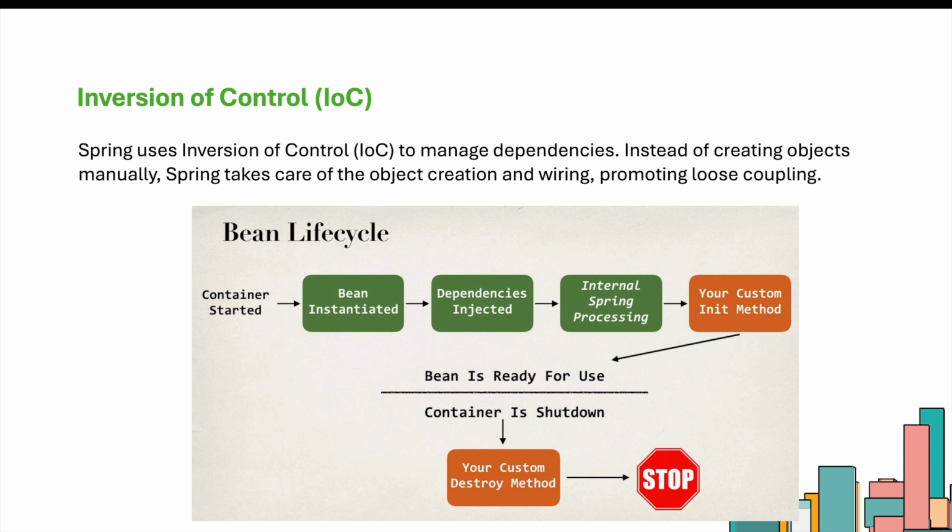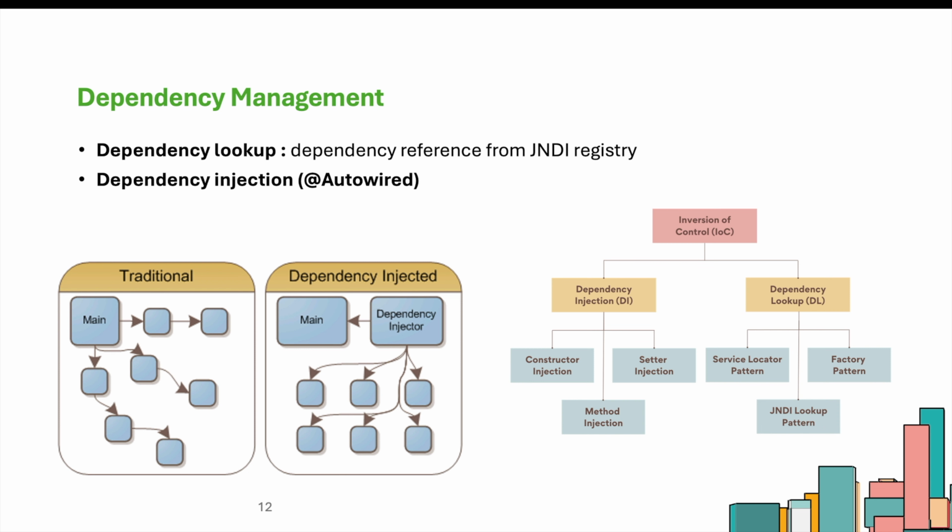So as I said, inversion of control means it will find the components, find the beans, and control the beans. When the beans are no longer needed, it will terminate the beans. So basically, it does memory management. It controls the objects, and we just need to take care of our business needs. And next, dependency management: dependency lookup and dependency injection.